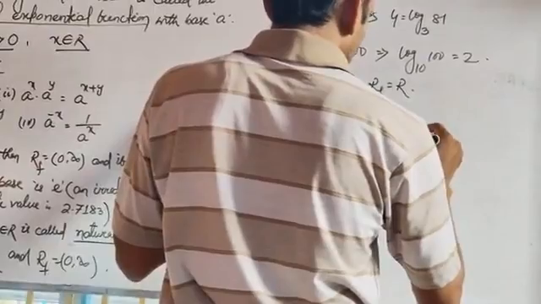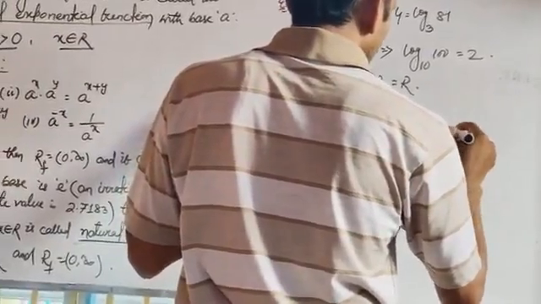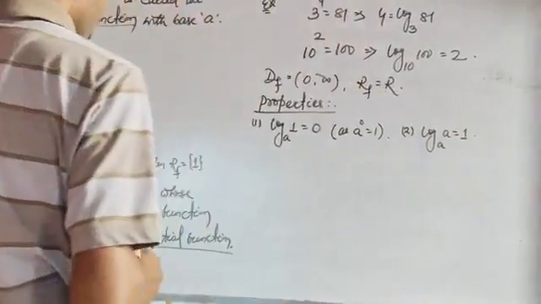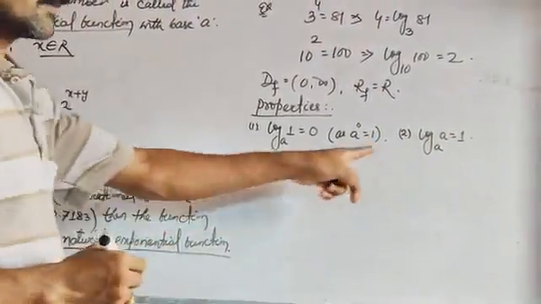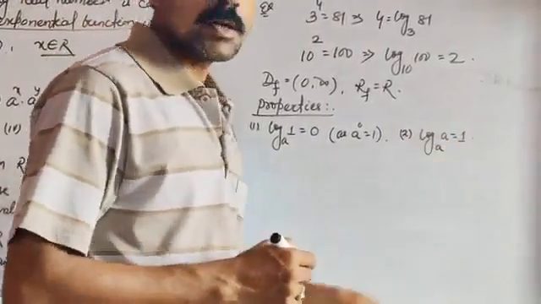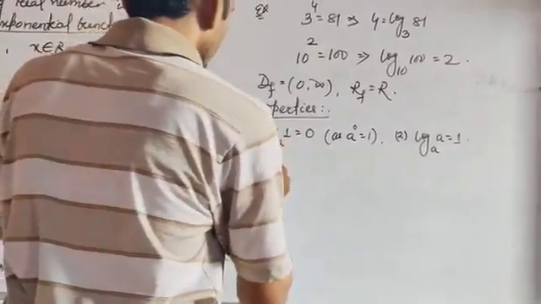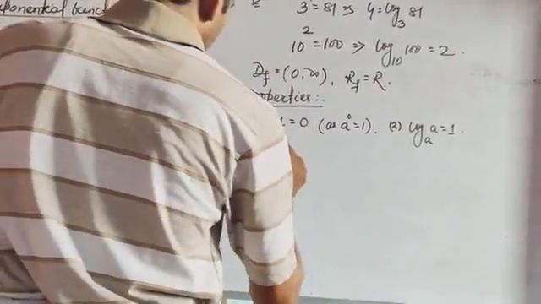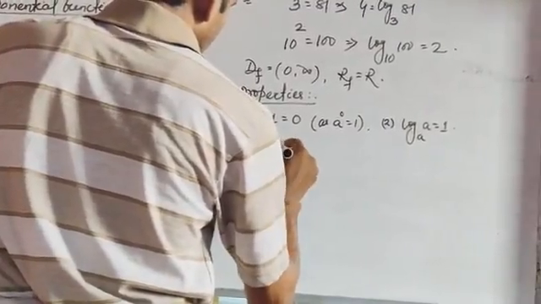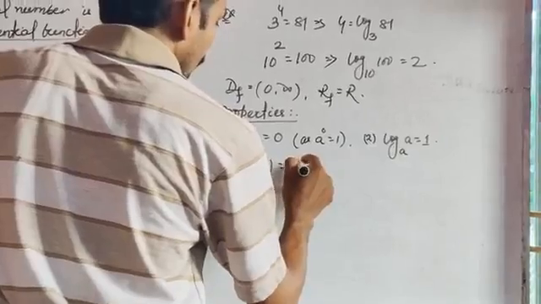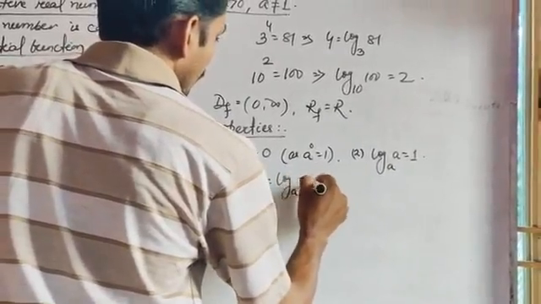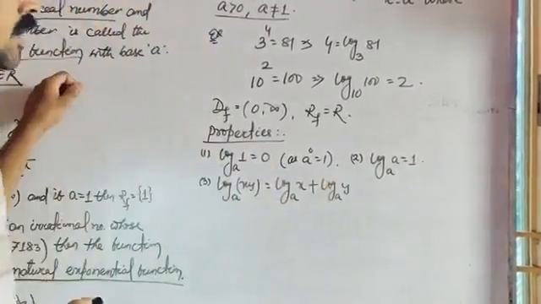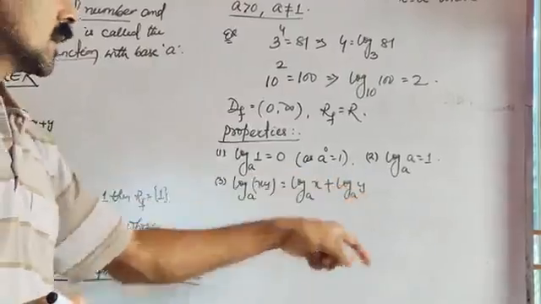Second property is log a a is equal to 1. The reason is a to the power 1 is a. Third, for log a of xy, this is called the product rule. This is log a x plus log a y. When it is multiplied, it is added.